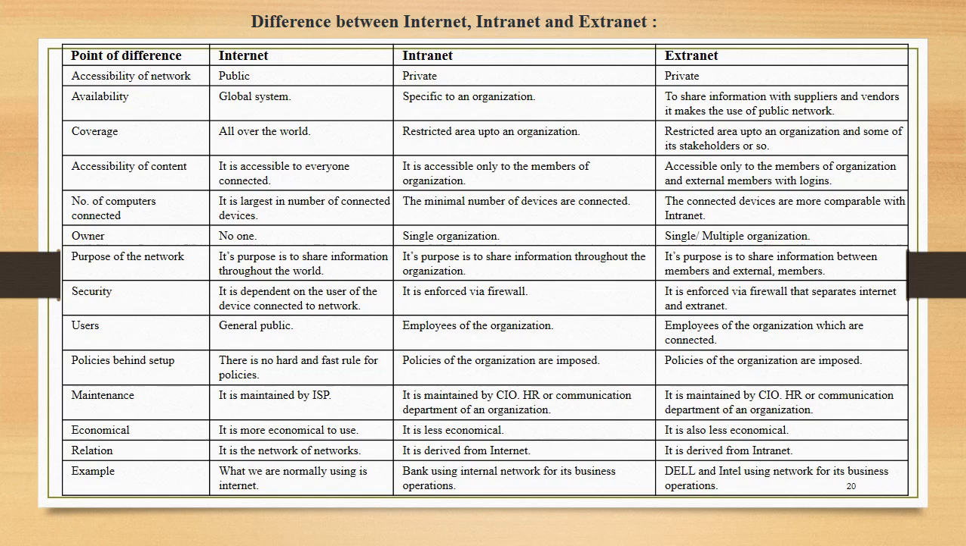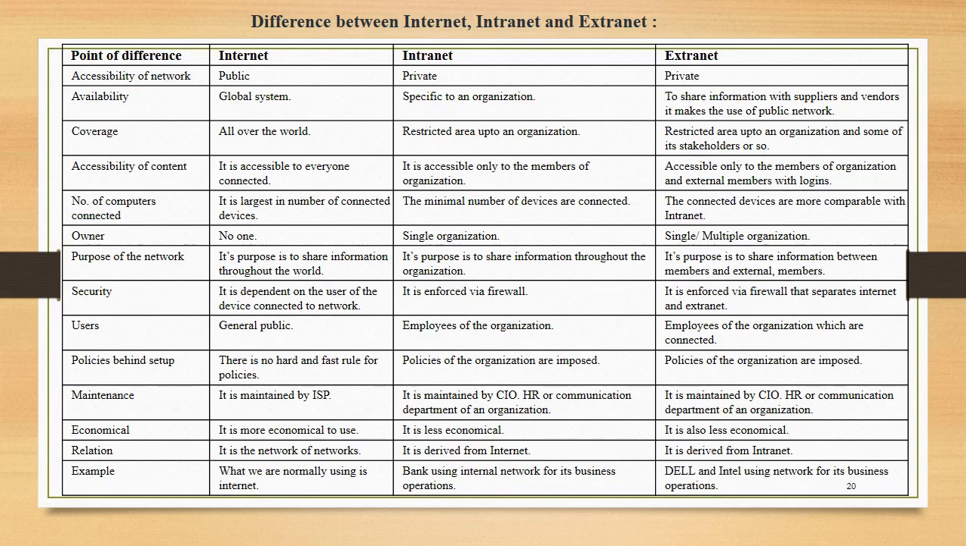Security: internet, it is dependent on the user of the device connected to the network; intranet, it is enforced by a firewall; extranet, it is enforced by a firewall that separates internet and extranet. Users: internet, general public; intranet, employees of the organization; extranet, employees of the organization which are connected. Policies behind setup: internet, there is no hard and fast rule for policies; intranet and extranet, policies of the organization are imposed. Maintenance: internet, it is maintained by ISP; intranet, it is maintained by CIO, HR or communication department of an organization; extranet, it is maintained by CIO, HR or communication department of an organization.